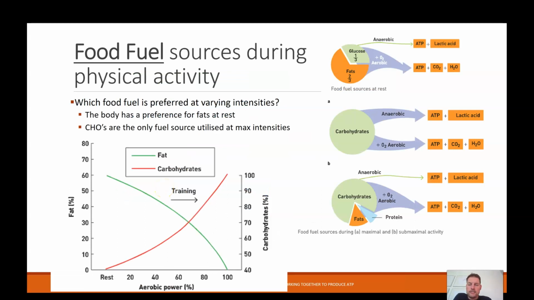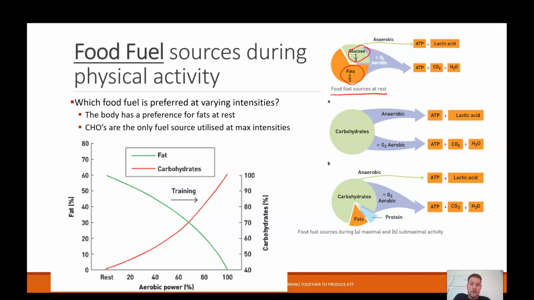Okay, so the last concept we're going to go through in this video is the food fuel contribution at different activity levels. So we're going to start off by looking at what happens when we're at rest in terms of our food fuel contribution. So we can see here straight away, I'm sitting down currently. Currently, I'll be breaking down 2/3 fats, and I'll be breaking down 1/3 glucose or carbohydrates.